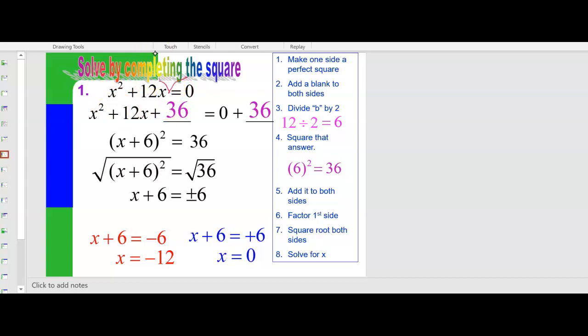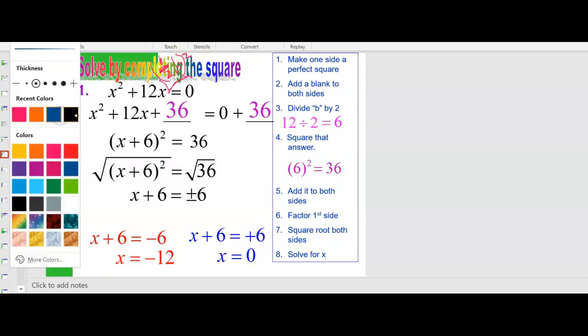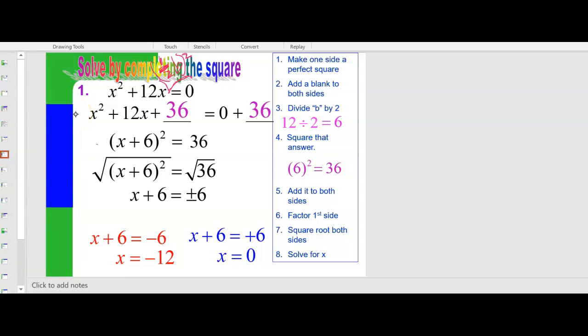Here, it is 1/2 of b, then give it a square. Okay, so let's put our work here. 1/2 of b. b is the middle term, which is positive 12. So 1/2 times 12 squared equals, 1/2 of 12 is 6. 6 squared is 36. Okay.